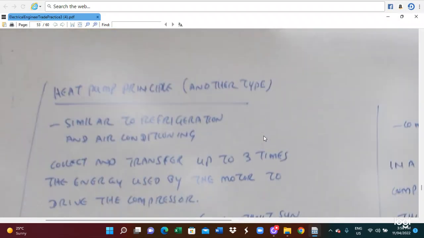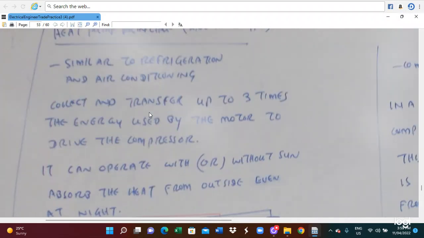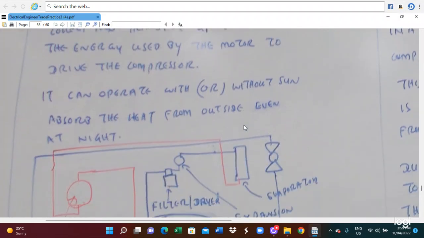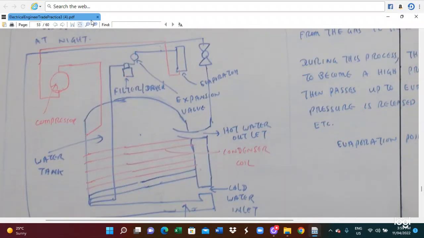So the heat pump principle is another type, similar to the refrigeration and air conditioning system. It can transfer up to 3 times the energy used by the motor to drive the compressor. It operates with or without sun, and absorbs heat from the outside air even at night. So this is a heat pump operation.